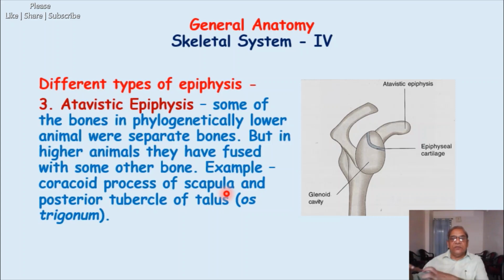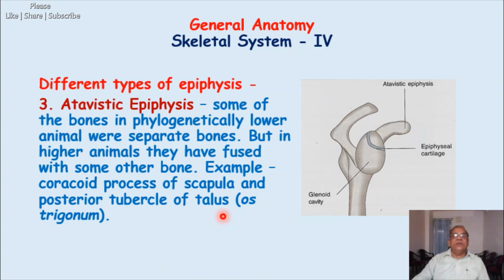But later when the evolution progressed, okay, these bones came close to each other and united with each other. So in the scapula, the coracoid process is the part of the scapula which was a separate bone, which has now come and fused to the scapula. So in higher animals, these bones which were separate in lower animals, due to the evolutionary development, have come close to each other and fused with some other bones, okay, or with each other.